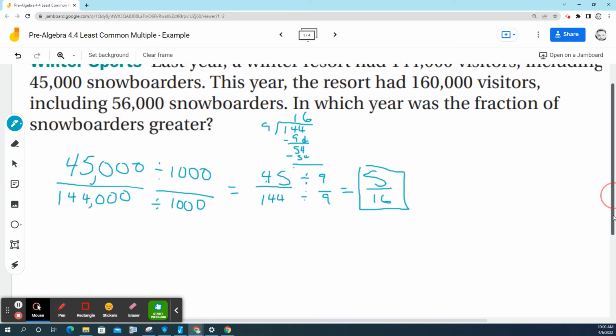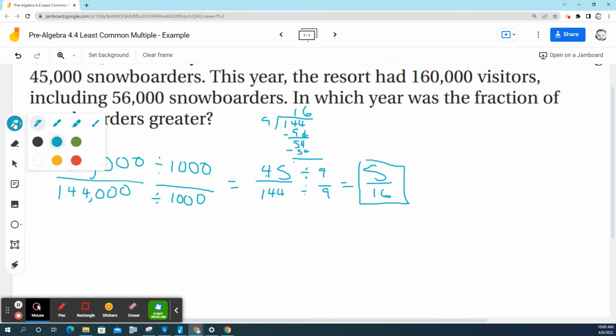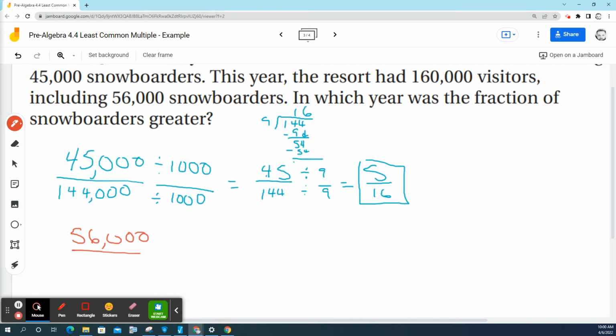Now the next one we've got to do is the second year. Now the second year, the numbers are a little different. I've got 56,000 all over... What's the next number I put on the bottom there? What do you guys think? Huh? What? I don't know, Mr. Adams. 160, right? They had 160,000 visitors.